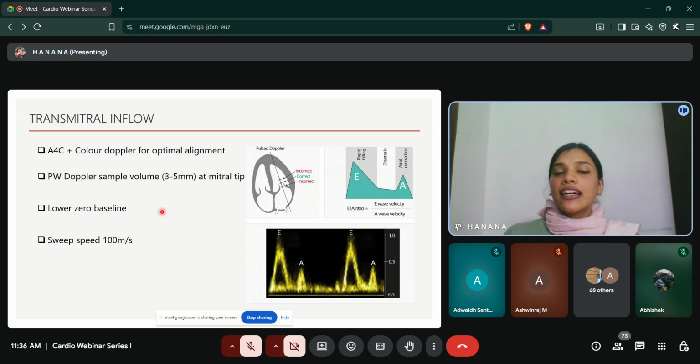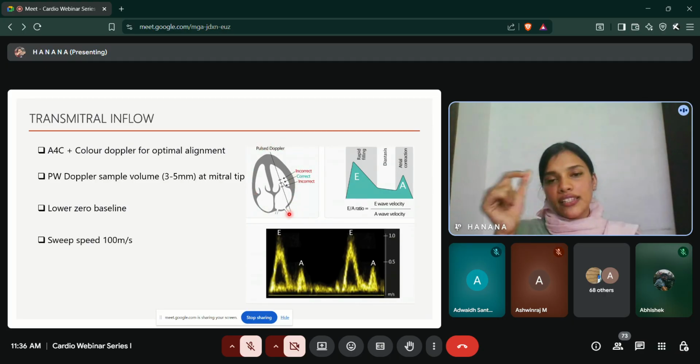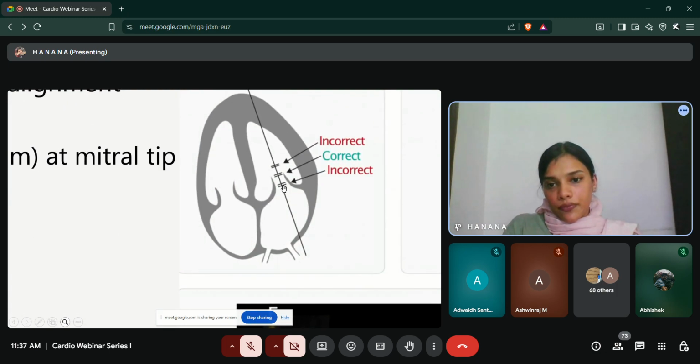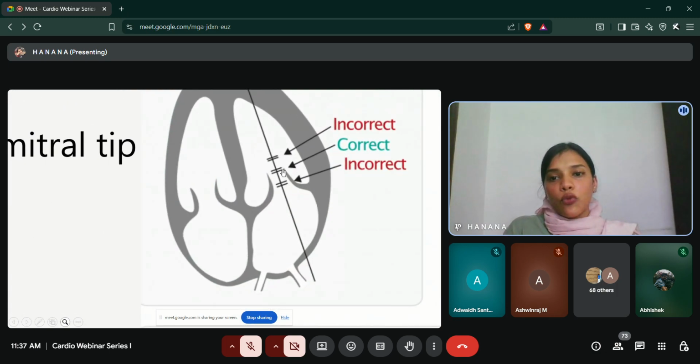So first we have to take an apical four chamber view. This is the actual apical four chamber view of a patient if you place the probe at the apical position. Here we are seeing a cursor. This cursor is aligned at the tip of the mitral valve, and you see these two lines. This is called the sample volume, and you have to place the sample volume at the tip. If you place it elsewhere, it will give an incorrect value.